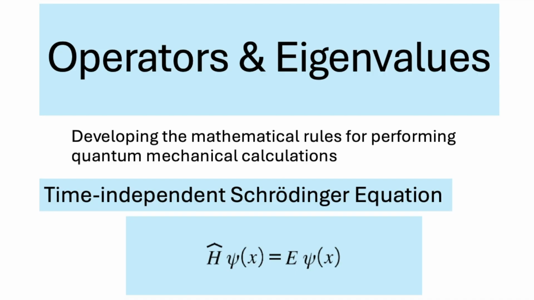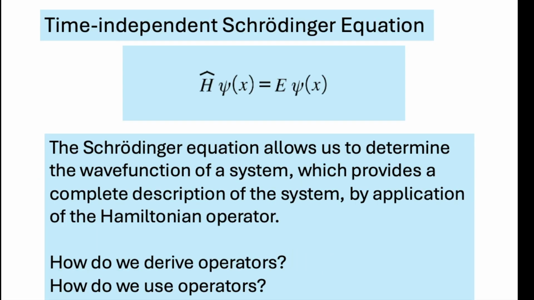Let's explore operators and eigenvalues. That is, we want to develop the mathematical rules for performing quantum mechanical calculations. Now, everything in quantum mechanics pretty much is derived from the time-independent Schrödinger equation. The Schrödinger equation allows us to determine the wave functions of the system. We're interested in those because they provide a complete description of the system.